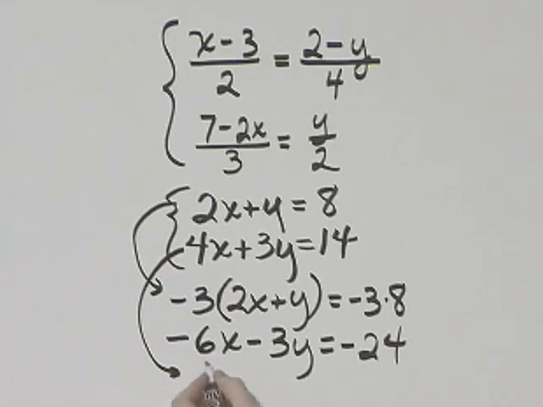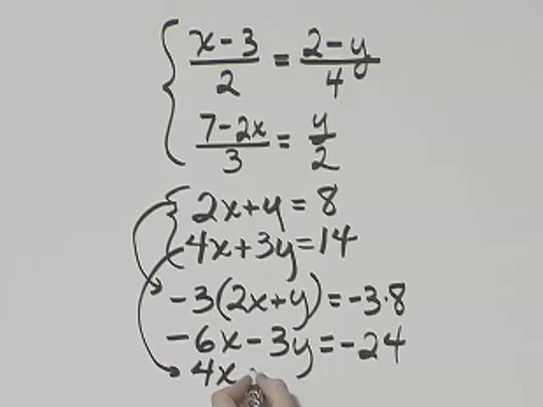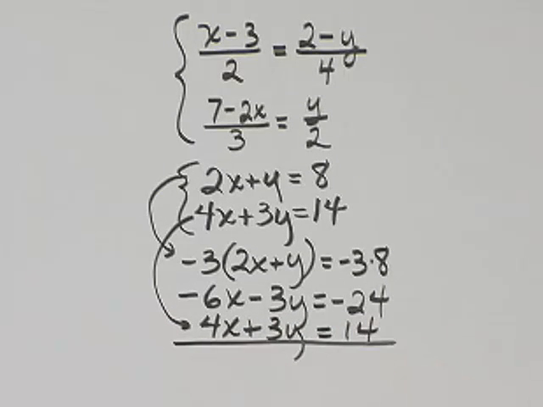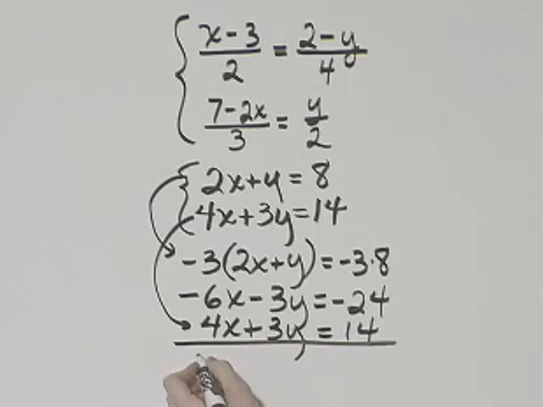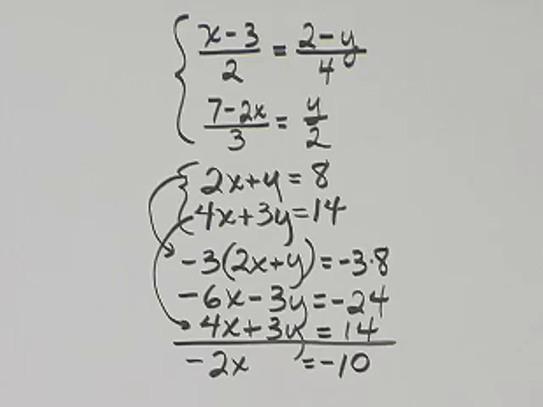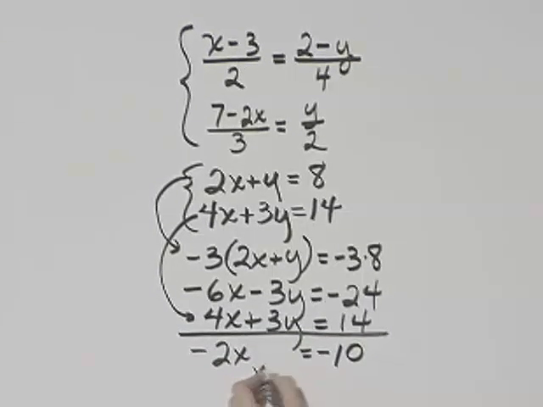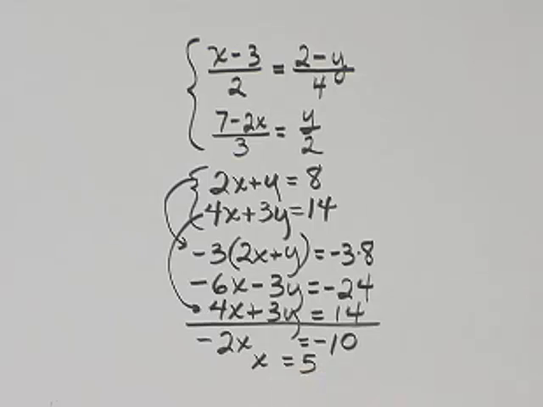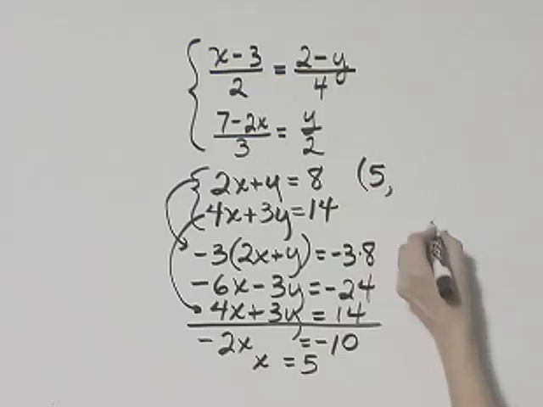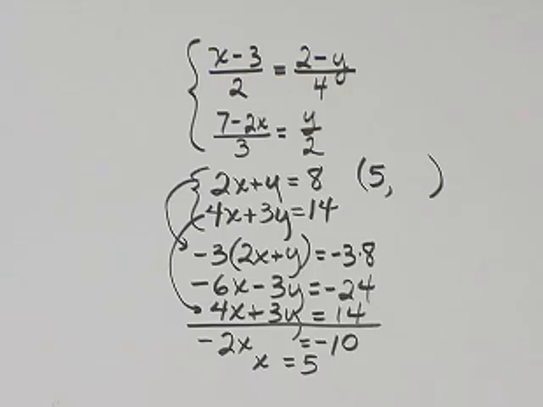Now underneath, I'll write the second equation of the system. 4x plus 3y is equal to 14. Now let's add. Notice the y's subtract out like I want. -6x plus 4x, that's -2x, is equal to -24 plus 14, that's -10. And if I divide both sides by -2, I'll have that x is 5. -10 divided by -2, that's 5. So I have an x value for an ordered pair solution.